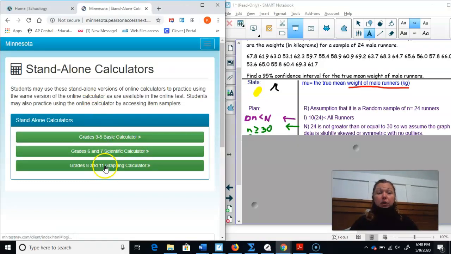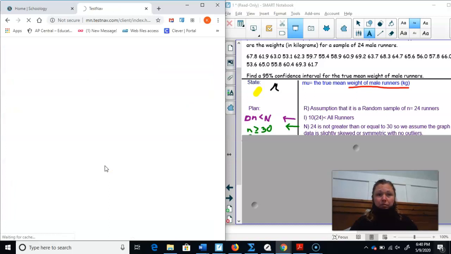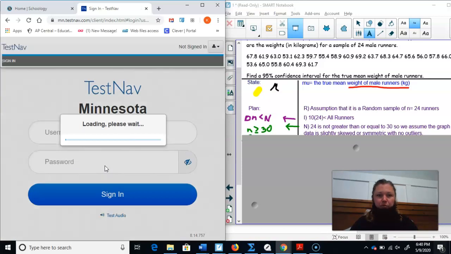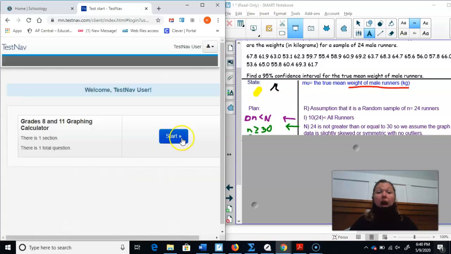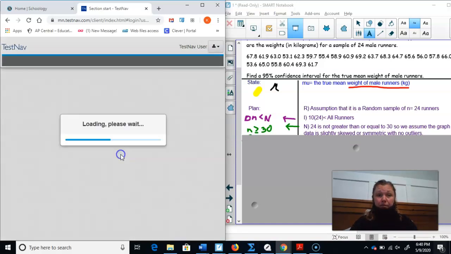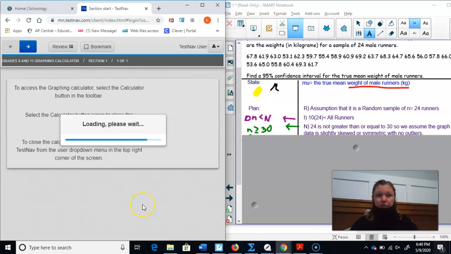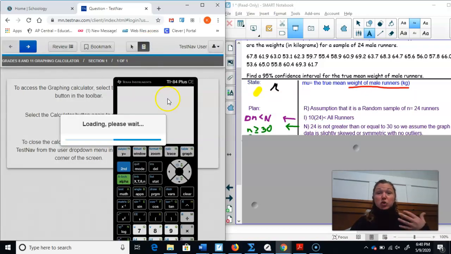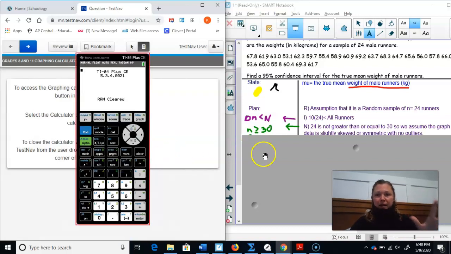I'm going to hit grades 8 and 11 graphing calculator. So do that now. Pause where needed. I'm going to hit start. I'm going to hit start again. And right here is where you find that graphing calculator, which is so awesome to use. You guys are going to love this.